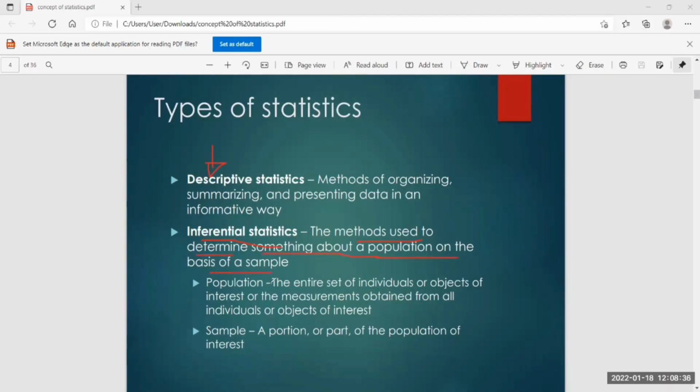That is inferential. The population is the entire set of individuals or objects of interest, or the measurements obtained from all individuals or objects of interest. And a sample is a portion or part of the population of interest. You have already discussed these in your quantitative research method last semester. And inferential statistics means diagnosing with the use of numbers.